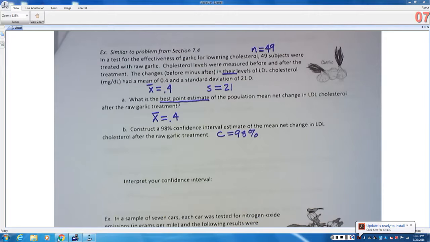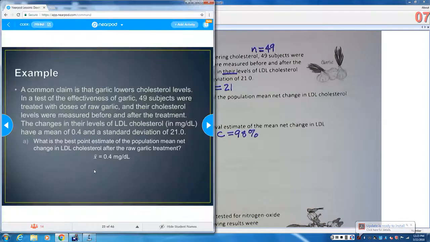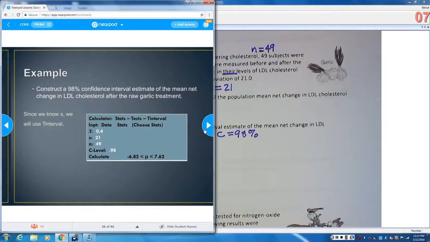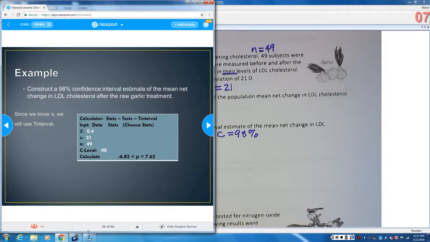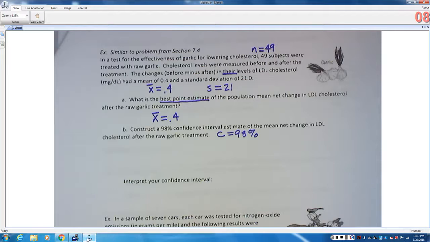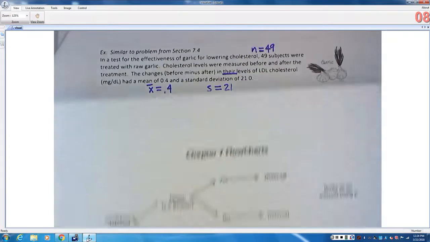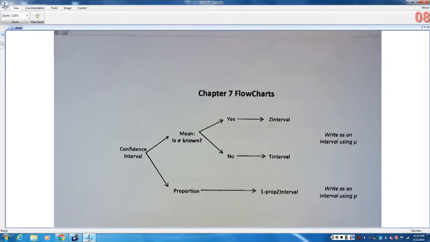So the best point estimate after the raw garlic treatment, that's taken right from the problem. Okay, I'm going to go back to this. We're going to use our calculator instead of these formulas. There are formulas you could use, but let me show you the chapter 7 flow charts.